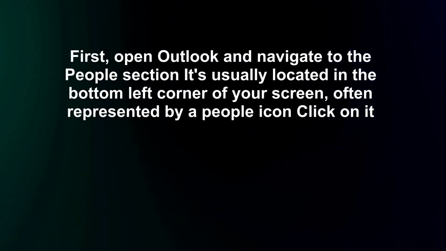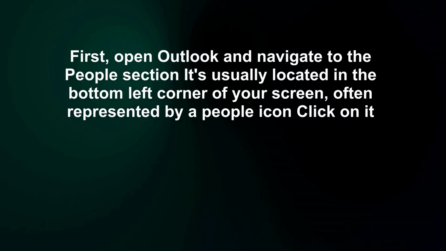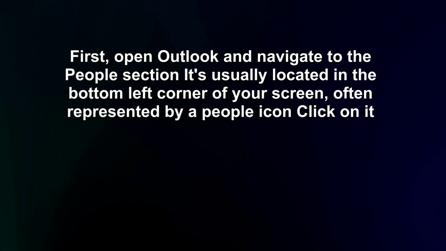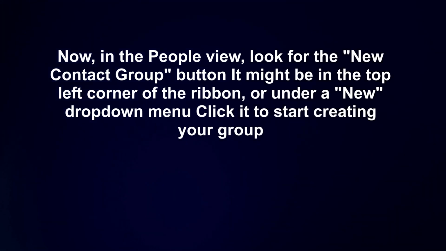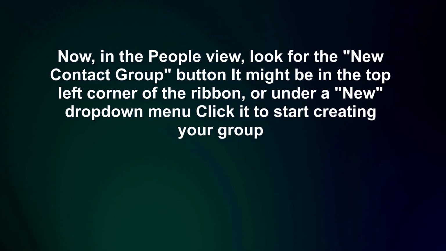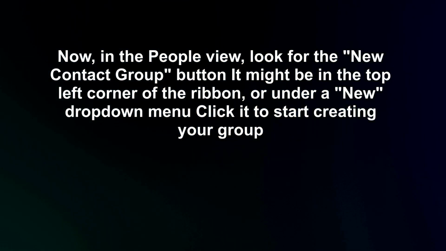First, open Outlook and navigate to the People section. It's usually located in the bottom left corner of your screen, often represented by a People icon. Click on it. Now, in the People view, look for the New Contact Group button. It might be in the top left corner of the ribbon, or under a new drop-down menu. Click it to start creating your group.